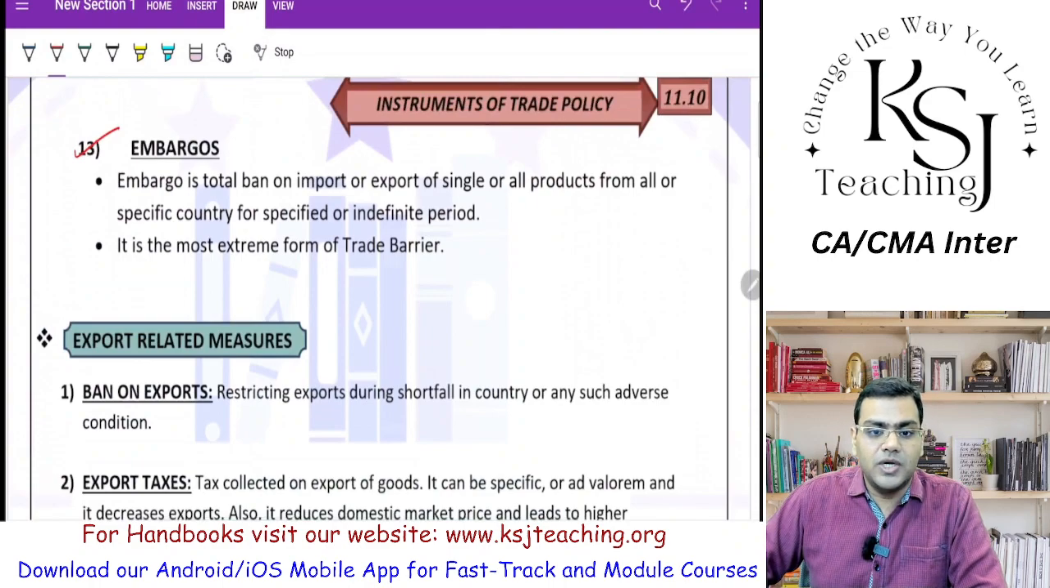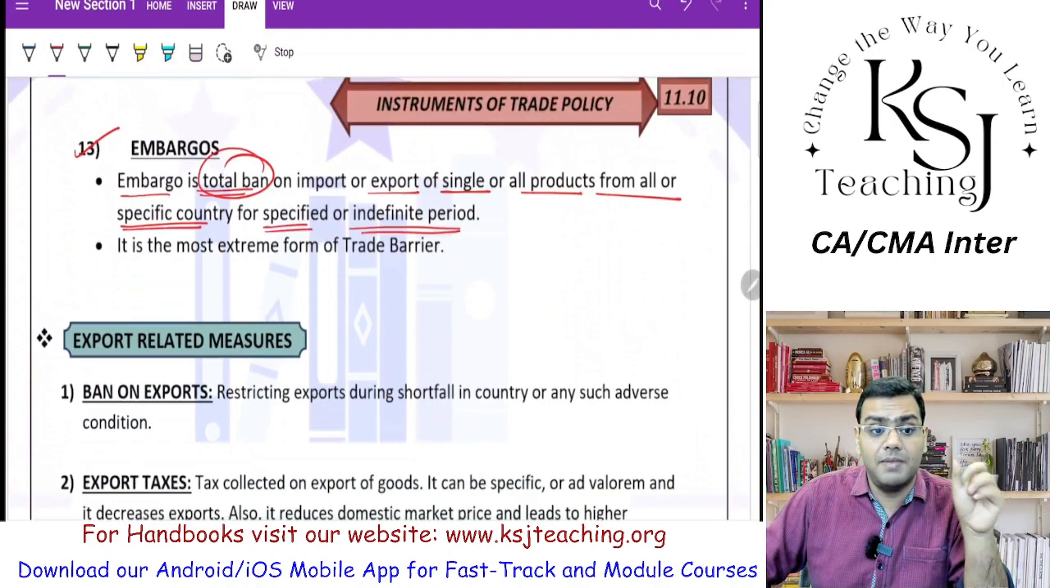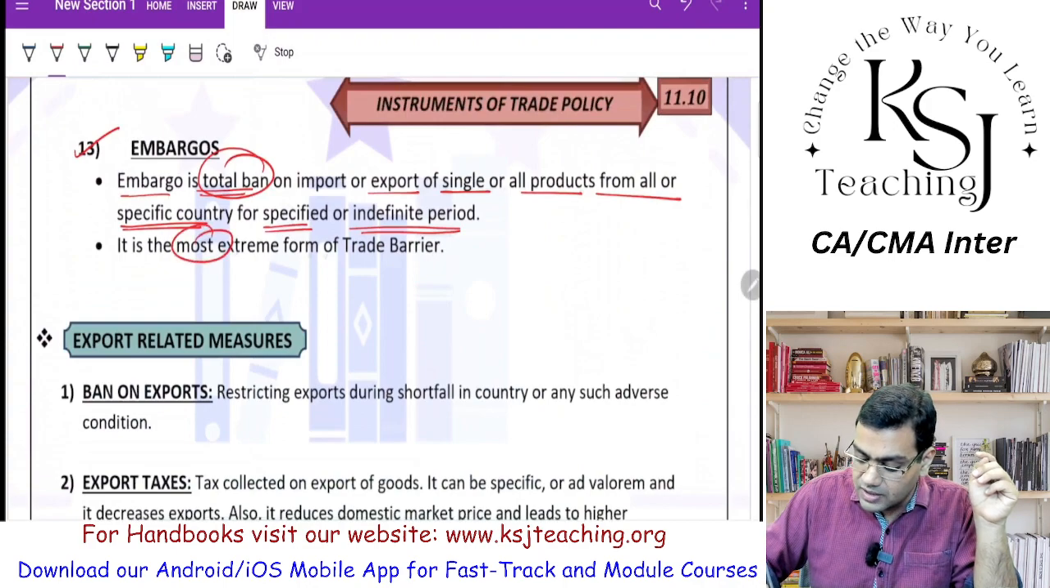Then you have the last point, that is the embargoes. Embargo is a total ban on the import or export of a single or all the products from all or specific countries for a specified or indefinite period. It is a total ban. It is the most extreme form of trade barrier.